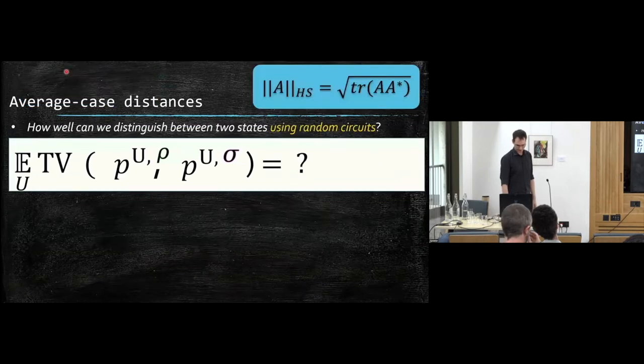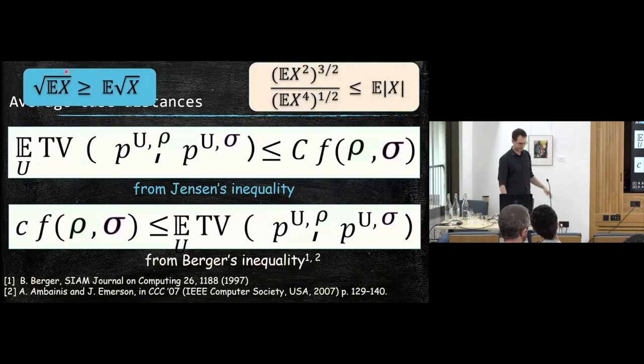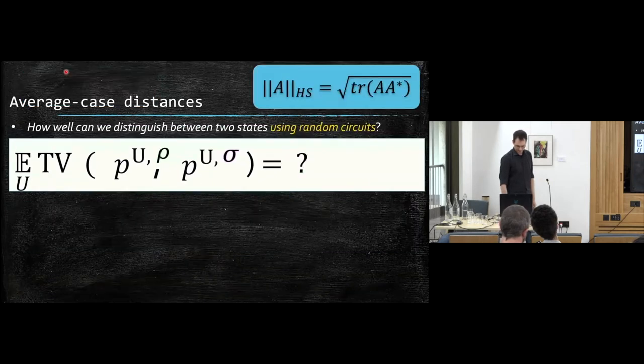The point here is that you can have an upper bound and a lower bound with the same function of the states, just differing by a constant. So it's a relative error approximation to this quantity. And this function turns out to be just the Hilbert-Schmidt distance between quantum states.